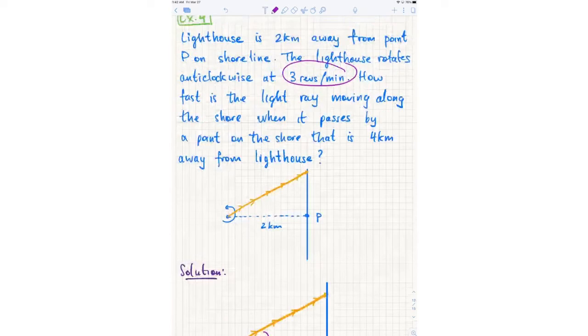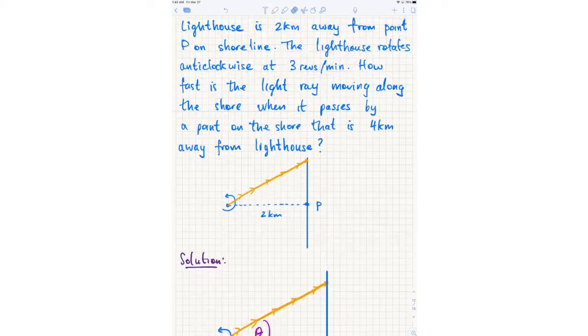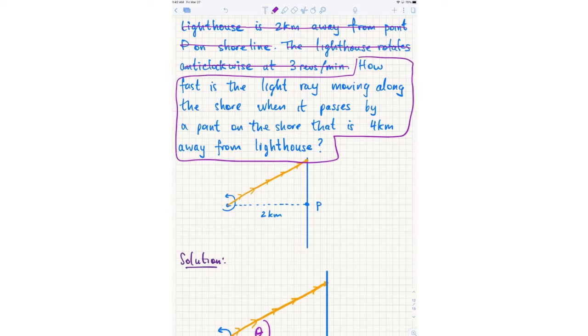So if I go back to the original statement of the problem, we've actually already taken care of quite a lot of this, right? The lighthouse is 2 kilometers away. We've taken care of that. That's in the diagram. The lighthouse rotates at 3 revs per minute. That's already taken care of. Now we need to focus on the last sentence. How can I translate this sentence into English? Let's look at the first part of it.